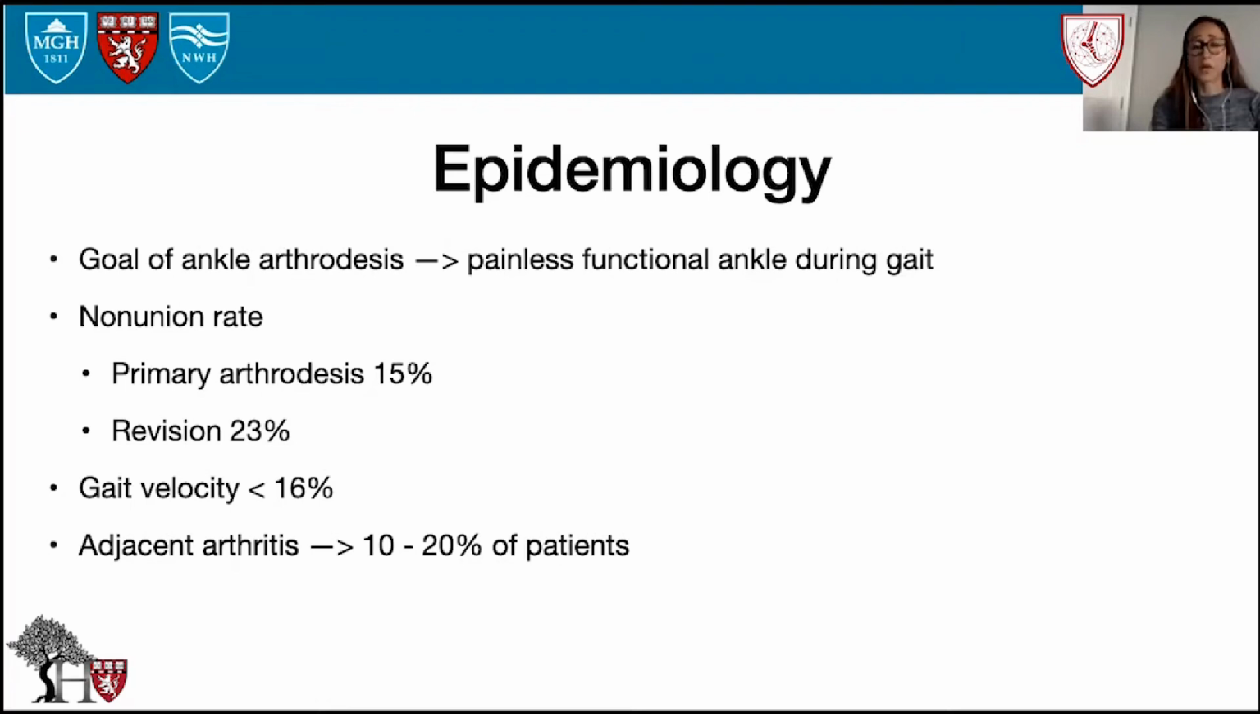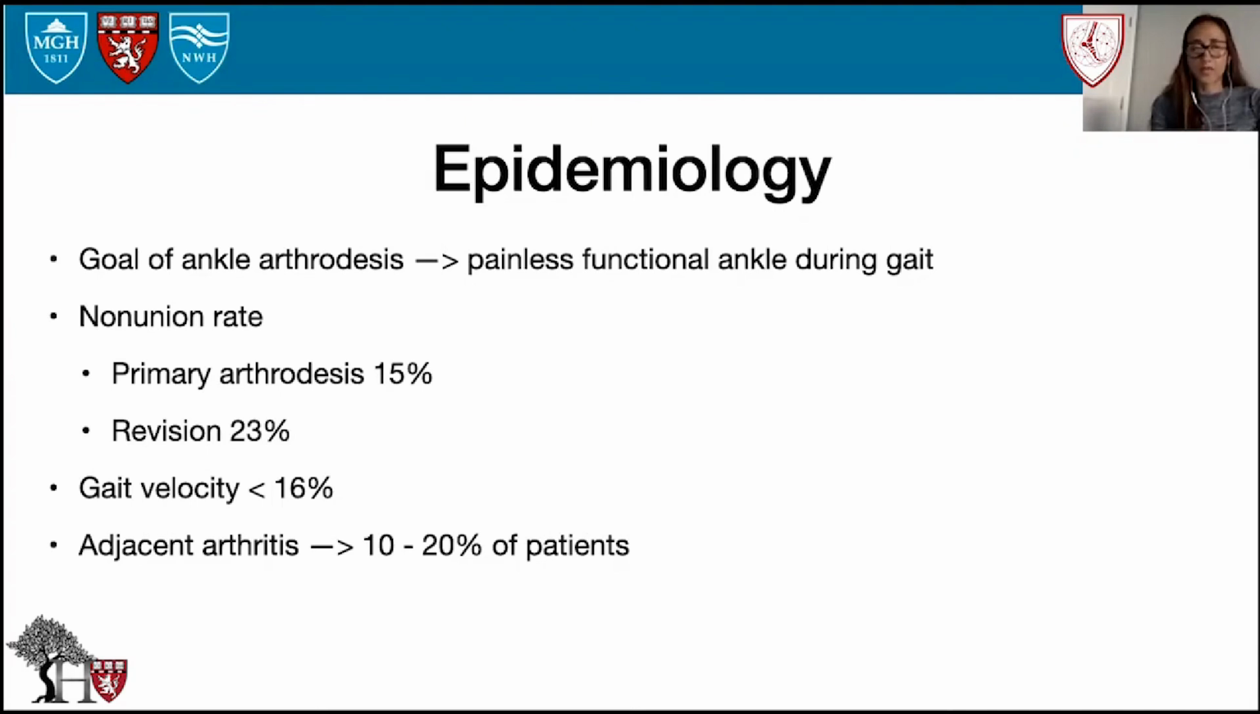However, in order to achieve that, we need successful union and, of course, in an optimal position. However, the non-union rate in these patients, specifically for primary arthrodesis, is between 0 and 15%. And then when we go to cases where there is a revision, whether it is because primary arthrodesis was performed or any other complication happened after the arthrodesis, the non-union rate goes up to 23%. Overall, it's a good procedure, and patients meet the expectations after the surgery.